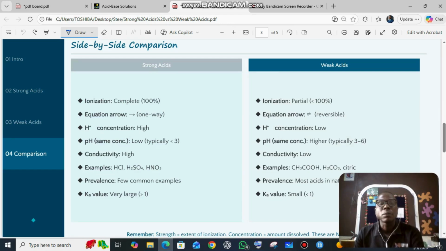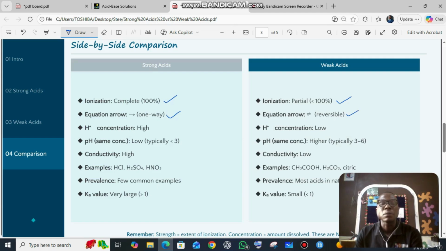Let's start with the first one, ionization. Strong acid ionizes completely, 100% in solution. Weak acid ionizes partially, less than 100% when dissolved in solution. In representing the equation for a strong acid, we use a single arrow, just one arrow, to show that it's a strong acid. And for a weak acid, we use a reversible arrow to show that this is a weak acid.